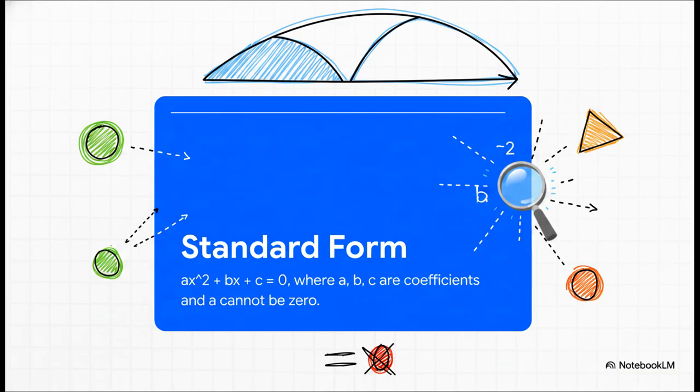Now, formally speaking, any quadratic equation can be written in this standard form. ax squared plus bx plus c equals 0. Look, I know the letters can look a little intimidating, but don't sweat it. The highest exponent here is a 2, and that's literally what makes it quadratic. And those letters a, b, and c, they are just regular, everyday numbers that we call coefficients. The only hard and fast rule is that a cannot be 0. If it was, our squared term would just disappear, and well, it wouldn't be a quadratic equation anymore.